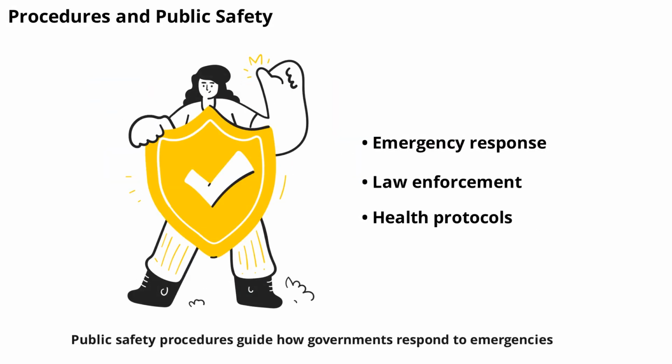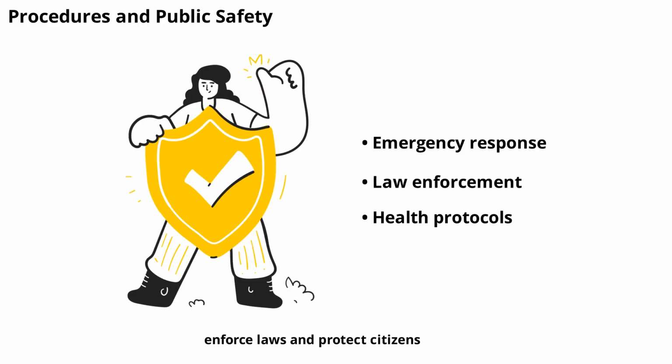Public safety procedures guide how governments respond to emergencies, enforce laws, and protect citizens. These might include protocols for police, fire departments, or health agencies.